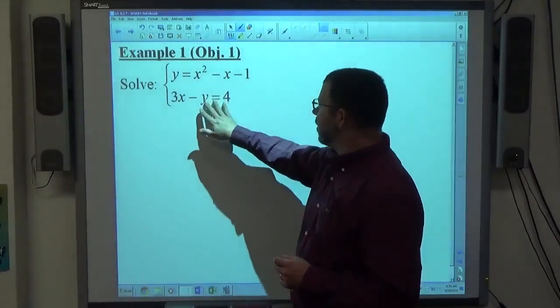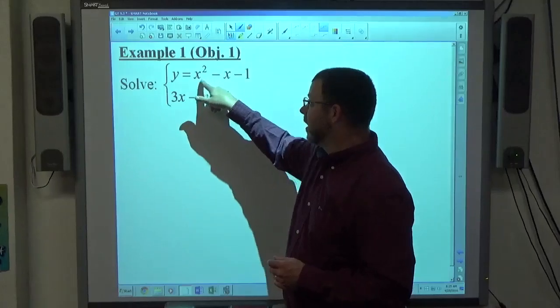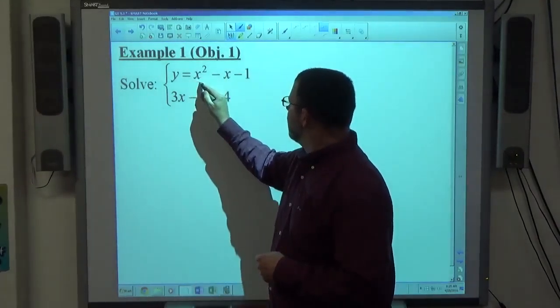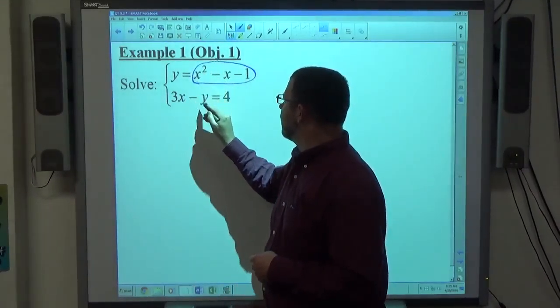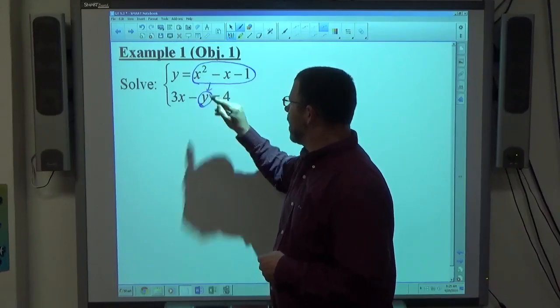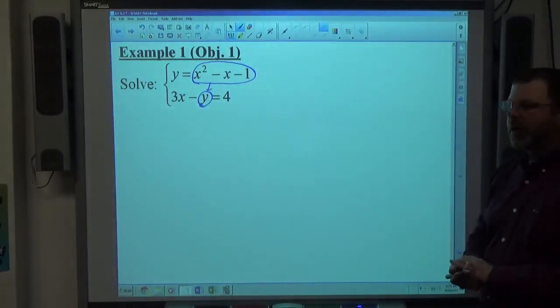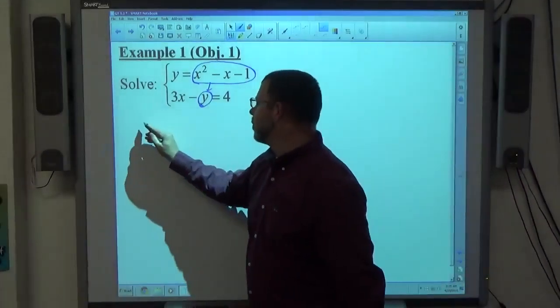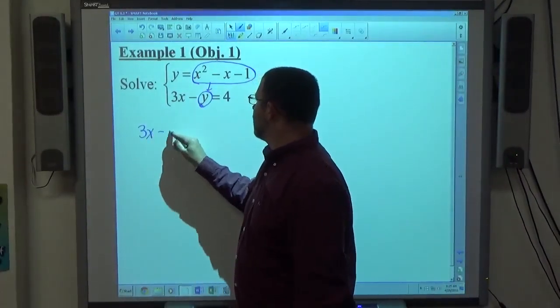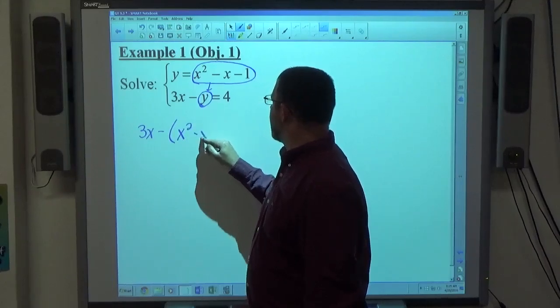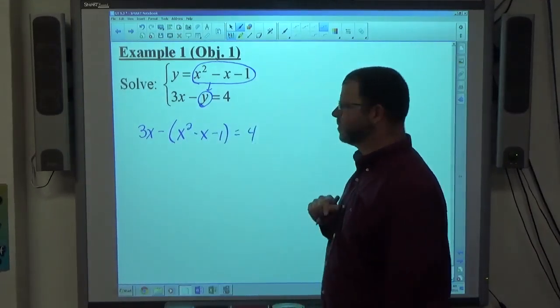And I can either get this to say y equals, or get that to say y equals, which it already does. So let's just go with that. This expression is what y equals, and there's a y right here, so I'm just going to throw that right there. I'm replacing a single object y with multiple objects x squared minus x minus 1. When I substitute, I do put parentheses, so 3x minus parentheses x squared minus x minus 1 equals 4.